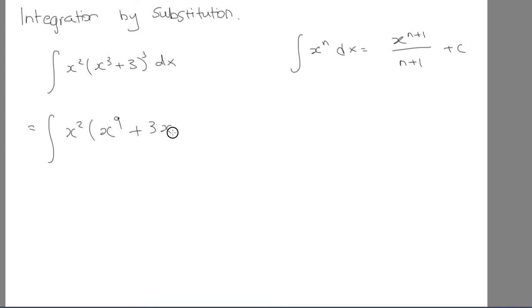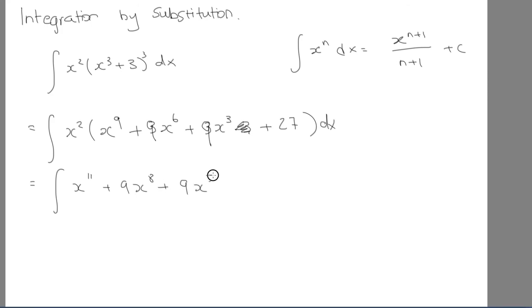Plus 3x to the power of, actually 9x to the power of 6, plus, and then what's next? 3 times x to the power of 3 times 3, so that's also 9, and then 27. So this is 9 here. So it becomes this. And then you can expand it out into x to the power of 11, 9x to the power of 8, plus 9x to the power of 5, plus 27x to the power of 2, and then dx.